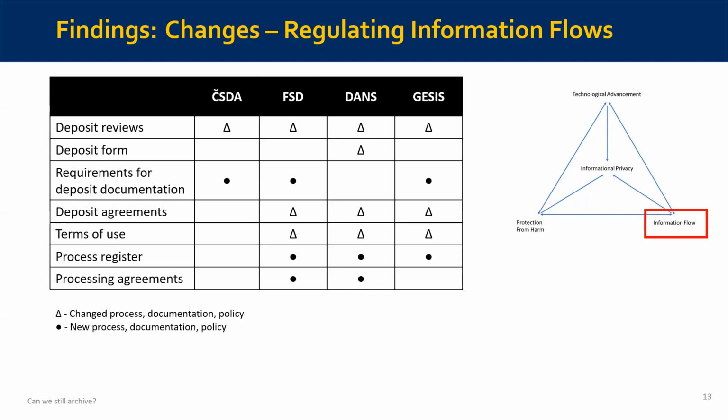So beginning with changes that relate to managing the flow of data into and out of the archive. All 4 archives made changes to their deposit review processes, and they primarily talked about this as being just more strict in terms of what they were reviewing for. They all considered that their processes to begin with before the GDPR were very well established and sufficient, but they just wanted to be more aware of what they were doing.